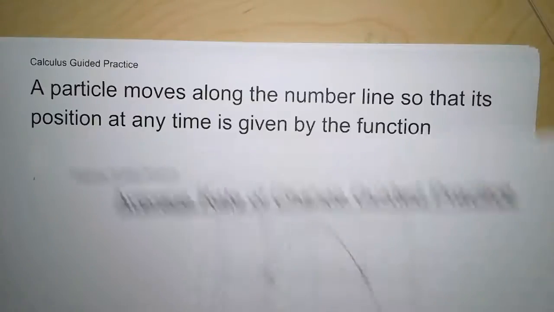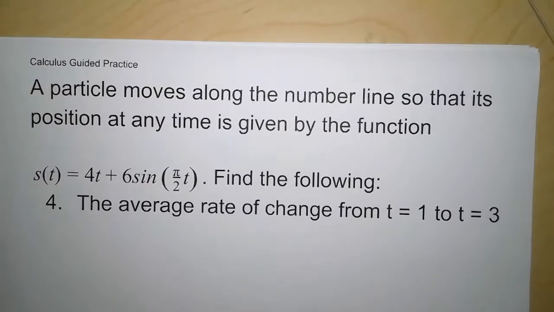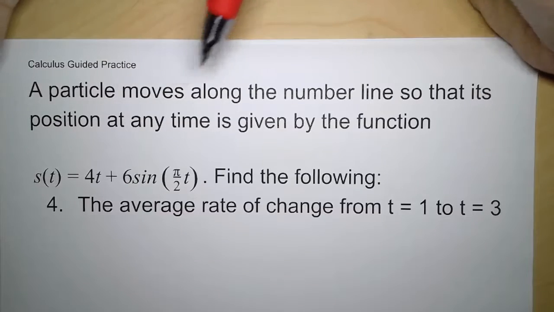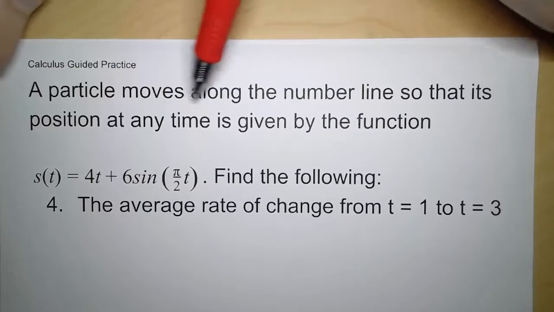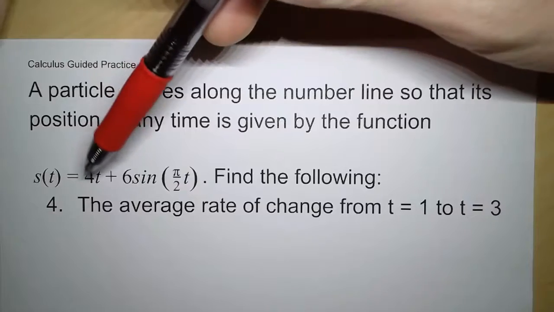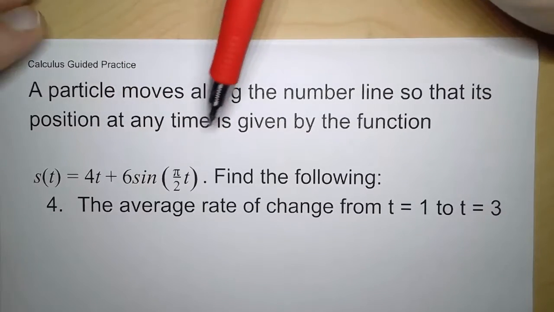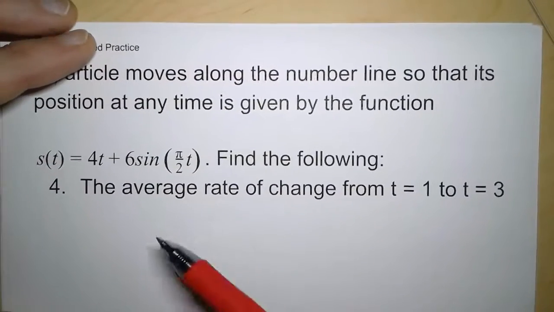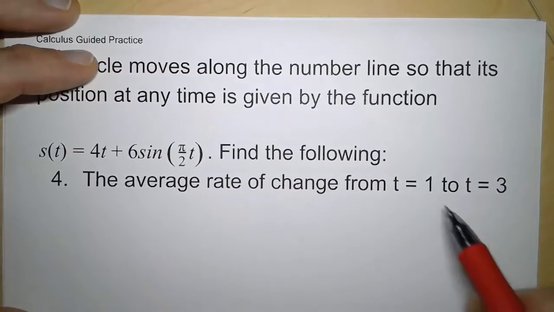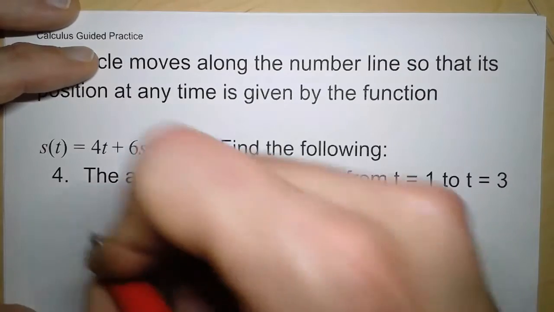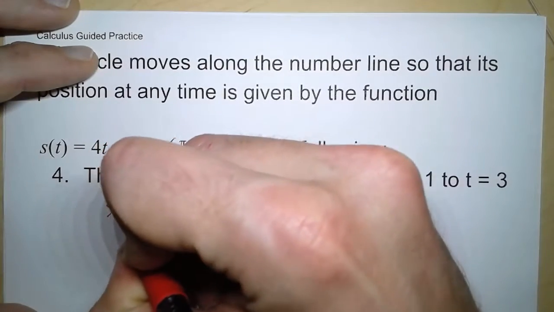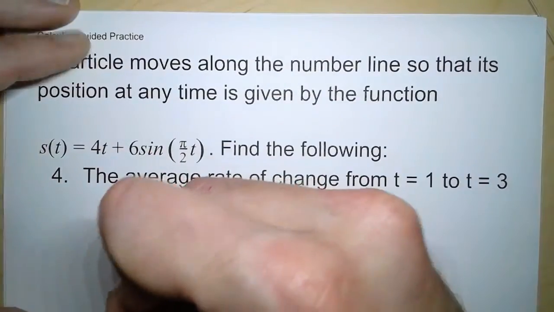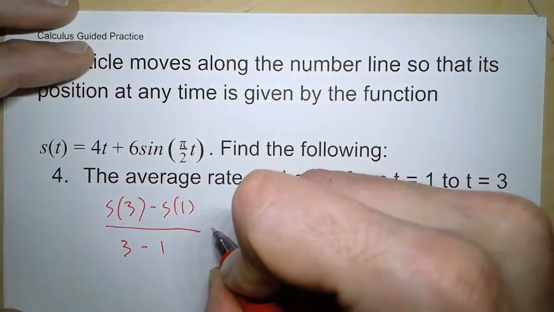So moving on then, now we're given a function defined as an equation, and it tells us specifically a particle moves along a number line so that its position at any time is given by this function. So here's the position of that particle at time t. And so we want to find the average rate of change, that is how fast the position is moving, from t equals 1 to t equals 3. So as before, we want s of 3 minus s of 1 all over 3 minus 1.